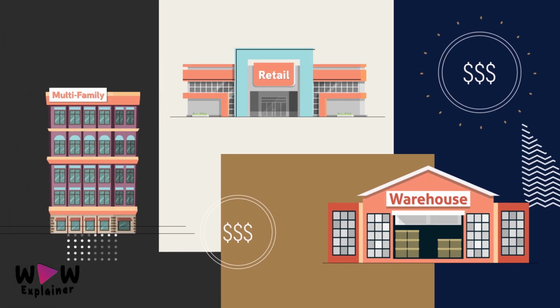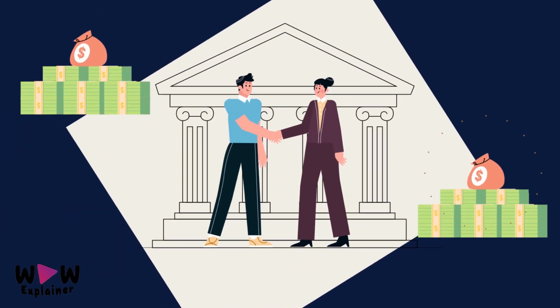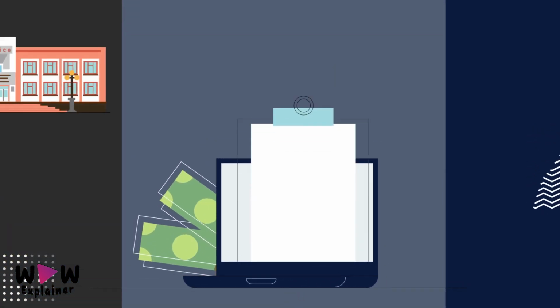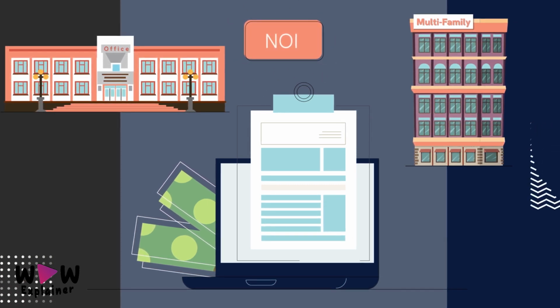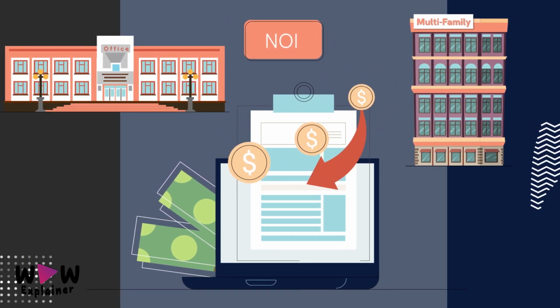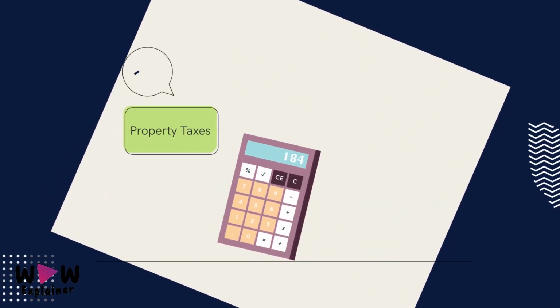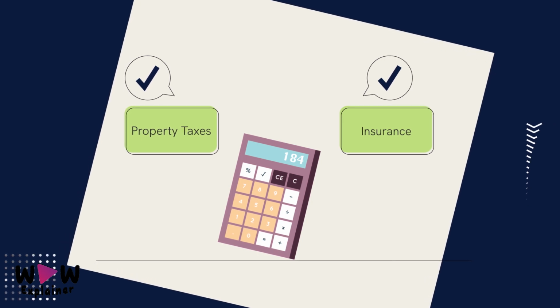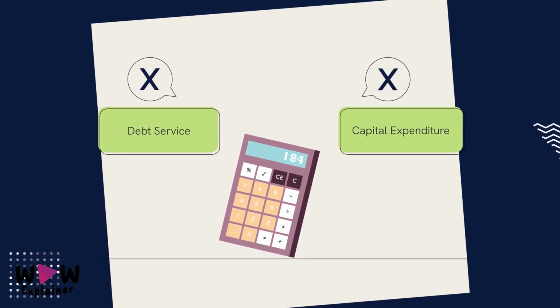To buy an investment property, you must first determine its value and how much a lender may loan you. In both cases, net operating income, otherwise known as NOI, plays a significant role. NOI is the income generated by an investment property after deducting operating expenses like property taxes and insurance, but before subtracting below-the-line expenses like debt service and capital expenditures.